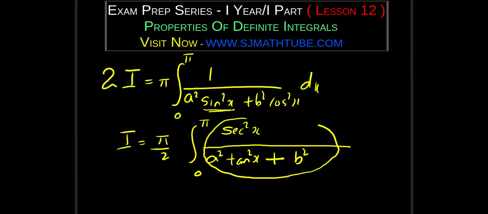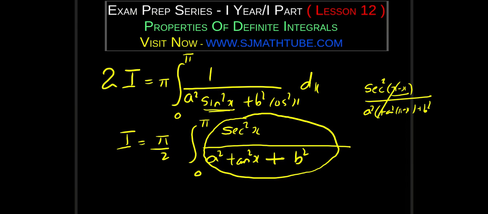I'm going to take this function and check that property: a square sec square (pi minus x) by a square tan square (pi minus x) plus b square. Of course, it will be the same because you're squaring, and it's like 180 minus theta, so there will be no change. So what I'm trying to convince you now is, we have the limit from 0 to pi and the midpoint is pi by 2. And I know we are allowed to apply the property.